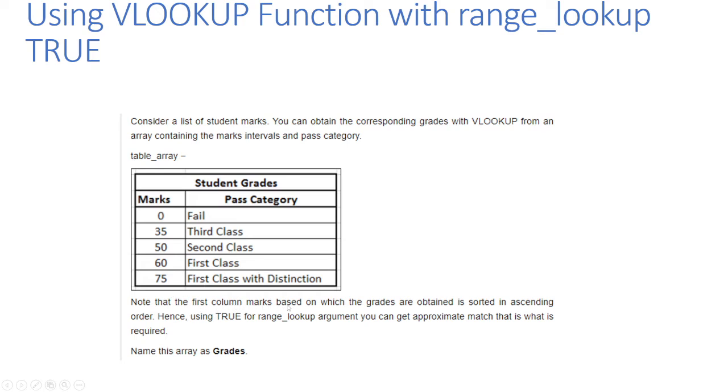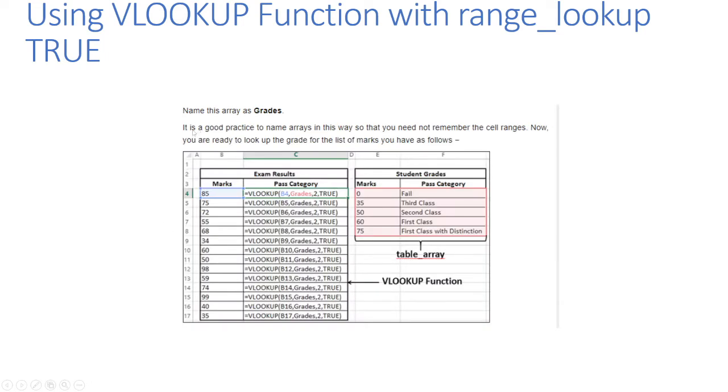Note that the first column, the marks based on which grades are obtained, is sorted in ascending order. Hence, using true for the range lookup argument, you can get an approximate match, which is what is required. Name this array as grades. So we can name this array as grades. It is a good practice to name arrays in this way so that you need not remember the cell ranges. Now you are ready to look up the grade for the list of marks you have as follows.